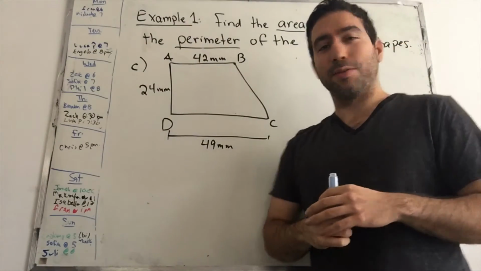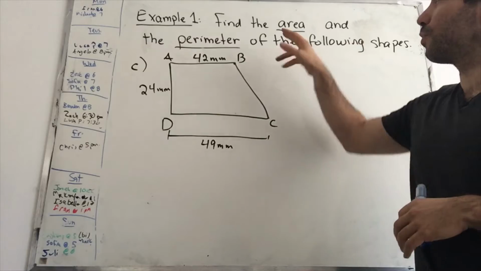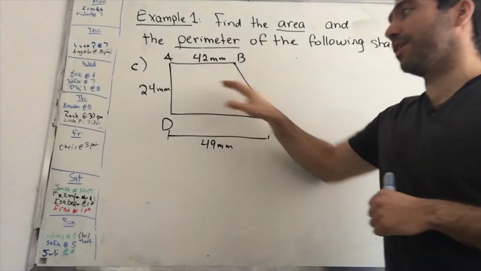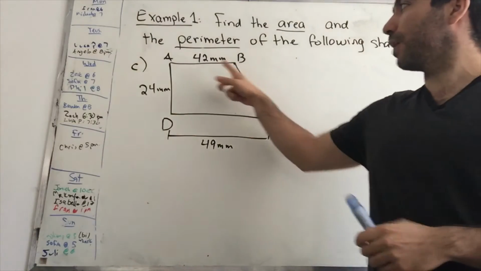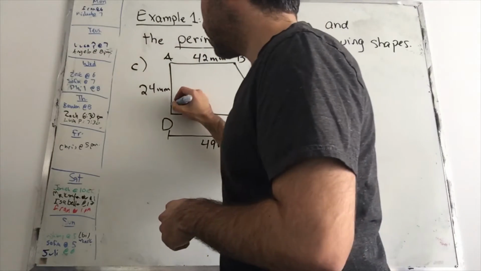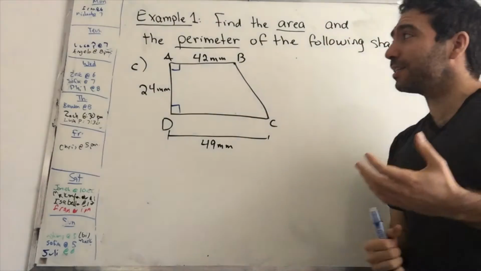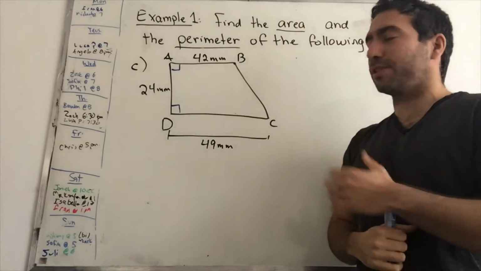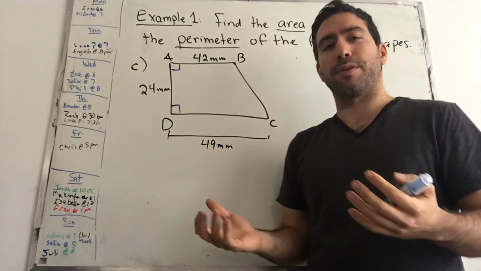Hey everyone, let's continue with our next example using Pythagorean theorem. Once more, we're asked to find the area and the perimeter of this shape. The shape that's given here is a right trapezoid. It's a right trapezoid because this side here is 90 degrees and that's 90 degrees. Okay, and it's asking us to find the perimeter and the area of this trapezoid. How do we do that? And why does this relate to Pythagorean theorem?